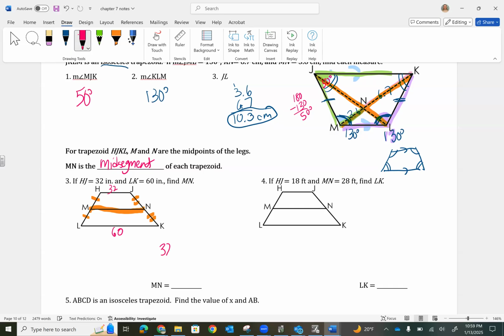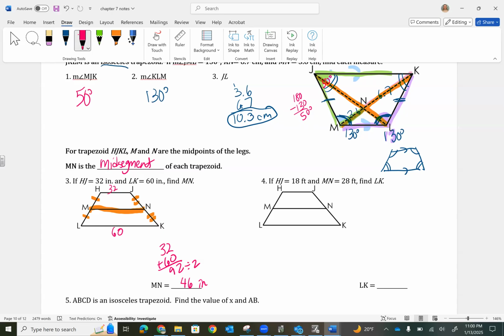We're going to do 32 plus 60, and that is going to be 92, and we're going to divide it by 2. And we're going to get 46, and that's going to be inches.